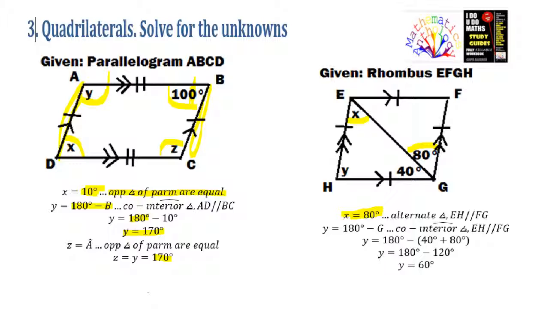Y now, y will equal 180 degrees minus G, the entire thing of G here, because those are co-interior angles. So y is equal to 180 minus 40 plus 80. y is equal to 60 degrees is your answer there.